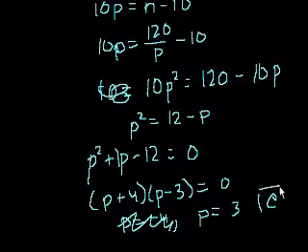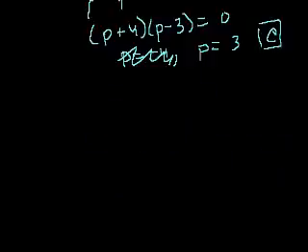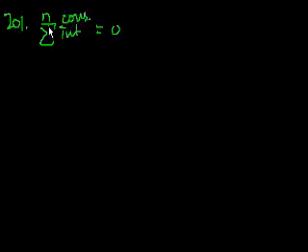Choice C. Next question. 201. I think I have time to do this one. 201. If the sum of n consecutive integers is 0, okay, the sum of n integers is equal to 0, and they're consecutive. This is my ad hoc notation. Which of the following must be true? N consecutive integers sum to 0. N must be an even number.